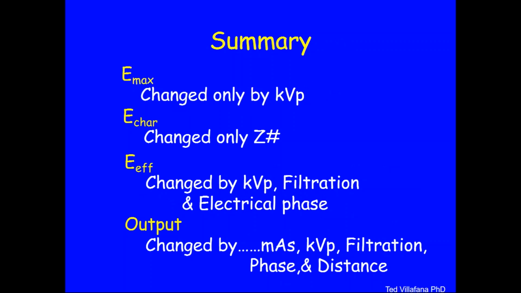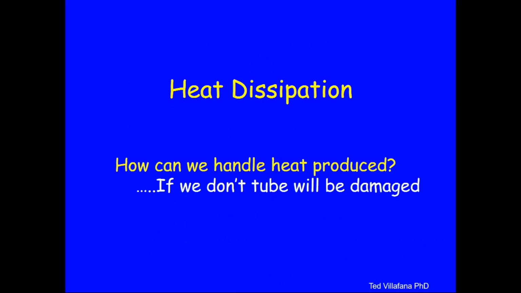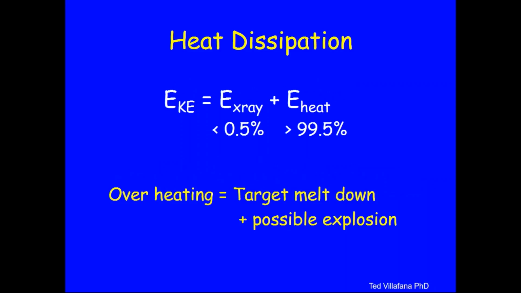Okay, I want to move on now. That closes the discussion on the technique factors, and in fact, it closes the discussion on all of the X-ray production. Now we're going to go to the second part of the presentation, which says, how about the heat that's produced? Remember early on we mentioned that most of the heat, most of the kinetic energy that the electrons are carrying go into the production of heat.